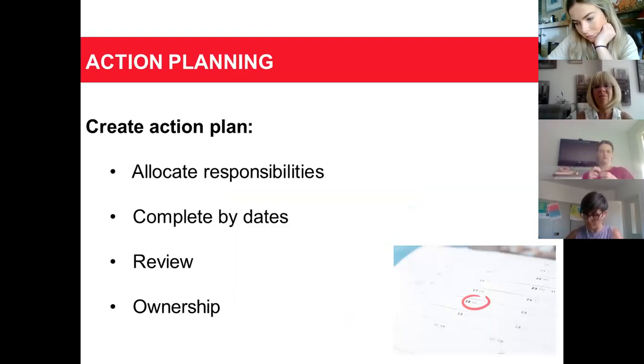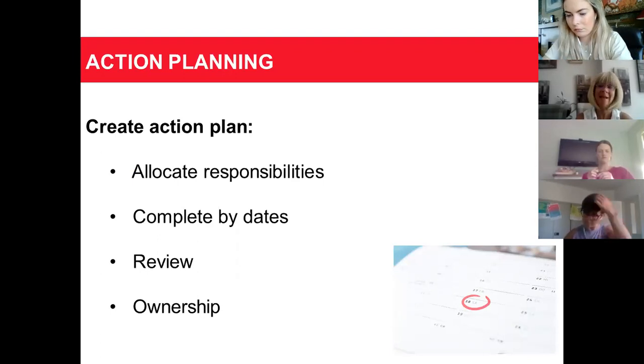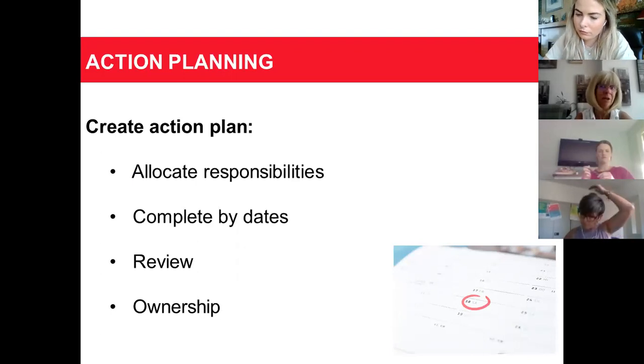So the action plan is going to be your working document. It's important to allocate responsibilities. It's important to put those complete by dates in. It's important to continually review your action plan so that you know you're on track. And if you've allocated a person to drive this for you in your organisation, that would be part of that person's responsibilities to check progress against the action plan.